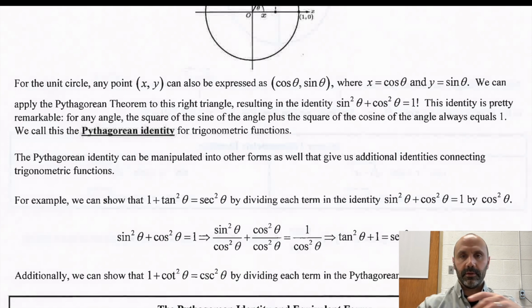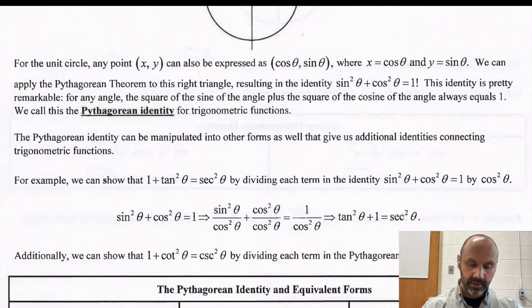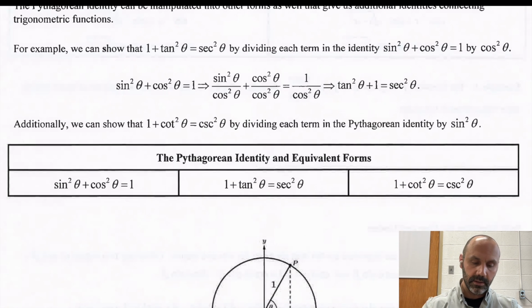And so what we end up with here is like this game of substitution, substituting this expression for this expression, and working from there. Also, if you were to take this and divide by sine squared, then you would end up with this. 1 plus cotangent squared equals cosecant squared. And so we have these three equivalent forms of the Pythagorean identity. Again, I would definitely recommend memorizing this one.